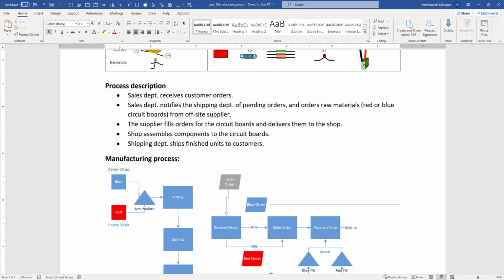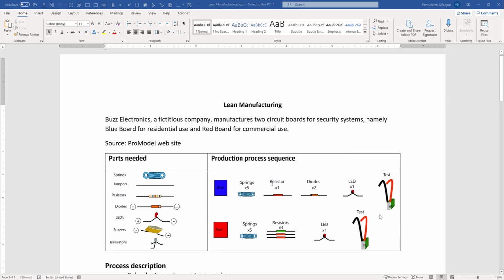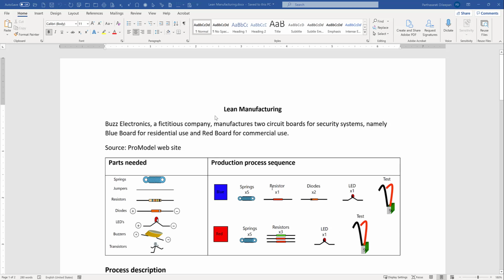The next example, manufacturing, we'll call it lean manufacturing. And this is about a fictitious company that manufactures two different circuit boards for security systems, and we'll call them blue board and red board.